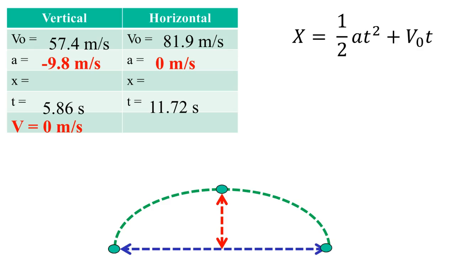The original problem asked me to find the maximum height and the horizontal range. The maximum height is the X, or the distance, vertically. Because we're looking at just half of the trip vertically, we're going to hit the maximum height exactly halfway through it. So I'm going to use just the vertical information. 1/2 still 1/2. The acceleration's negative 9.8. Time is 5.86. Initial velocity is 57.4, and time is still 5.86.